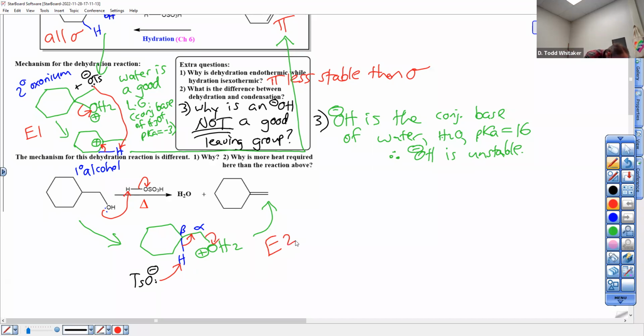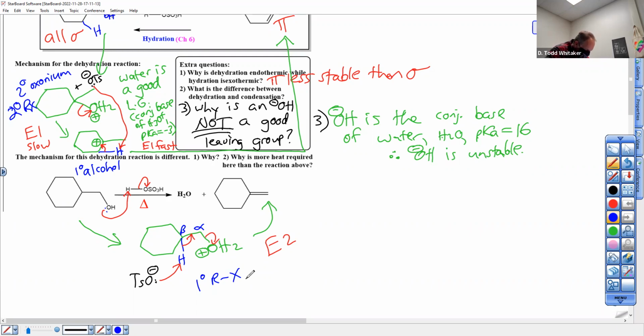We got E1 slow, E1 fast upstairs, and that's only because you had a secondary Rx. Here you've got a primary Rx. And yes, if you've made it into a good leaving group, you can go ahead and call it Rx. Right? Chapter 9. What was X? Leaving group. Don't say that's an Rx when it's an alcohol, because it's not a leaving group.